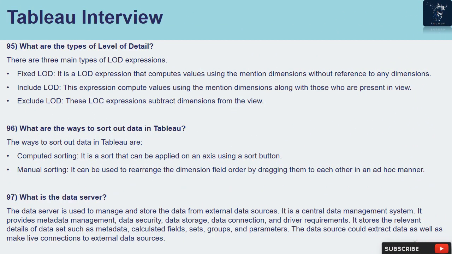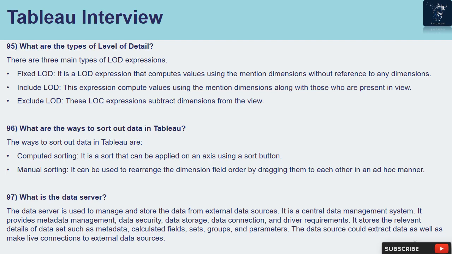95. What are the types of level of detail? There are three main types of LOD expressions. Fixed LOD. It is a LOD expression that computes values using the mentioned dimensions without reference to any other dimensions. Include LOD. This expression computes values using the mentioned dimensions along with those present in view. Exclude LOD. These LOD expressions subtract dimensions from the view.